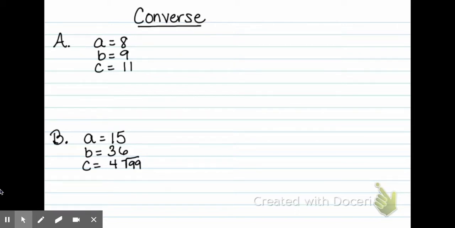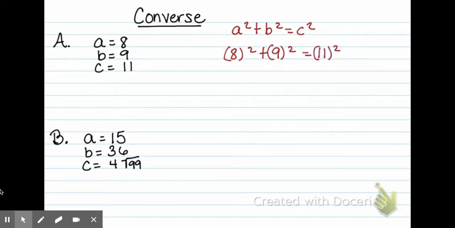So there's a rule. I've given you all three sides of this triangle. We just don't know, we're going to see if it's a right triangle. So we'll plug it in using the formula a squared plus b squared equals c squared, and we're going to plug in what we know. So 8 squared plus 9 squared is equal to 11 squared. 8 squared gives us 64, plus 9 squared is 81, 11 squared is 121. When I add 64 and 81, I get 145, and 145 is not equal to 121. It's not equal. So we know it's not a right triangle.